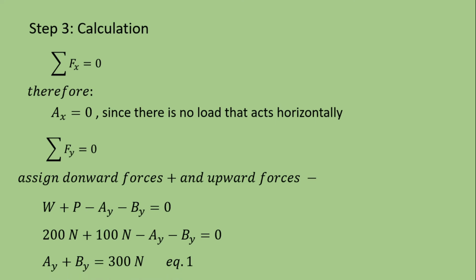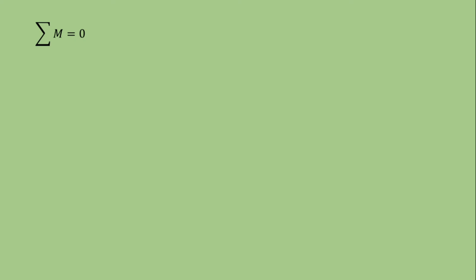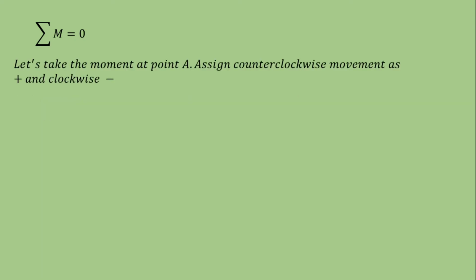There is still one condition that we need to satisfy, which is the condition for moment. So the summation of moments should also be 0. To get that, we have to choose where we will take moments. It's either at point A or at point B. And we also need to assign which is positive and negative. Is it the counterclockwise direction or the clockwise movement? In this case, I assign counterclockwise movement as positive and clockwise movement as negative.